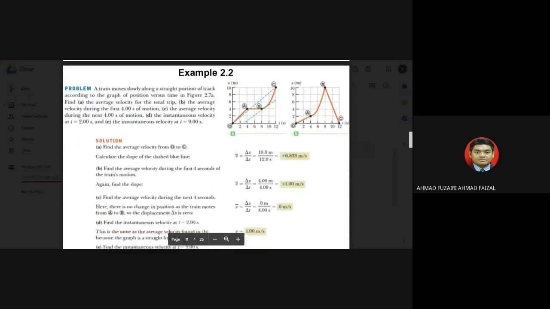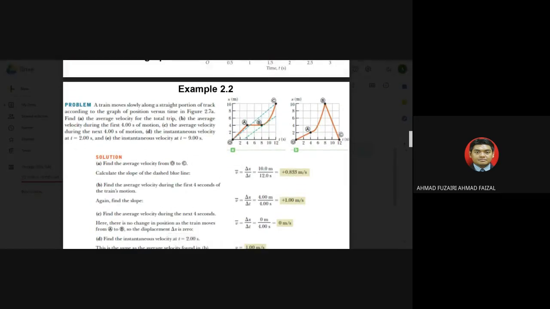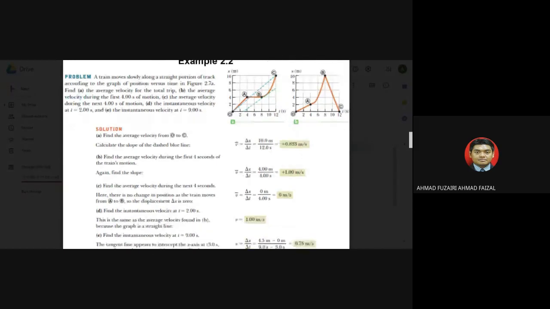Right, so this is the second example. Maybe you can get something from here. A train moves slowly along a straight portion of track according to the graph. Okay, you look first. I will stop for a while because of the azan.